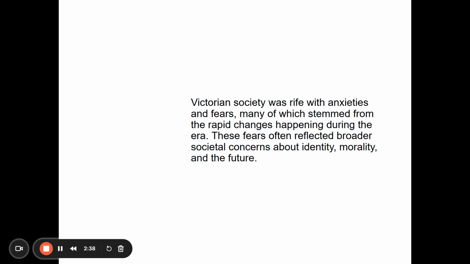Victorian society was rife with anxieties and fears, many of which stem from the rapid changes happening during the era. These fears often reflected broader societal concerns about identity, morality, and the future.